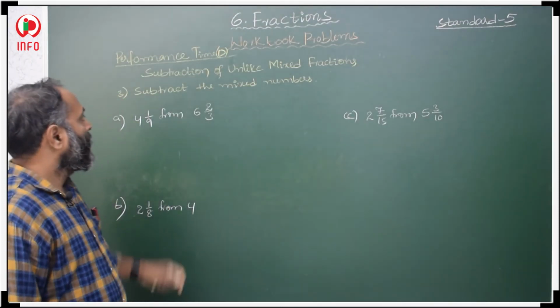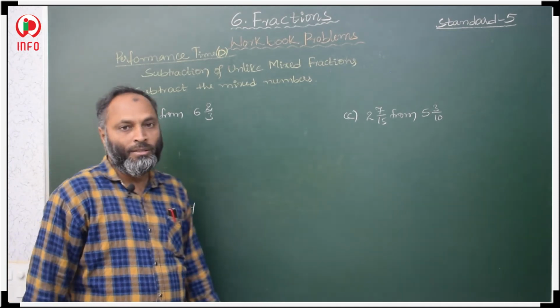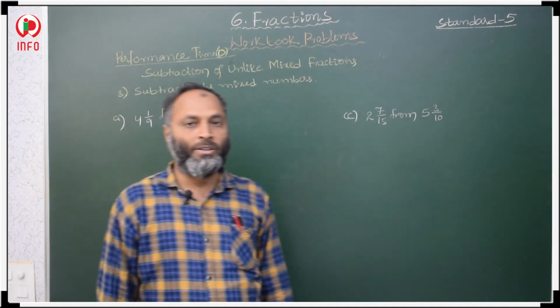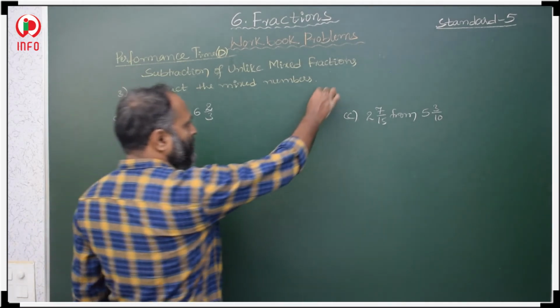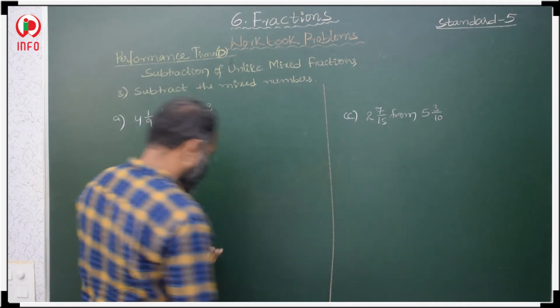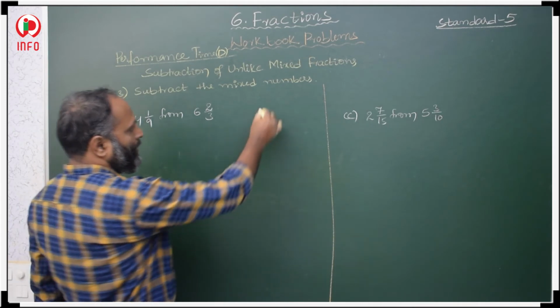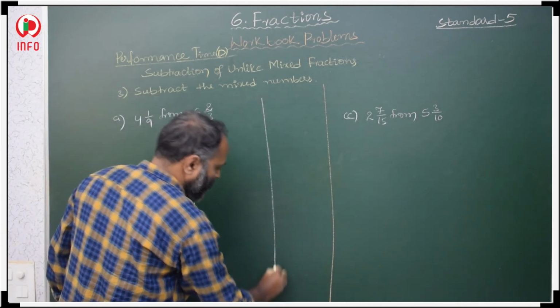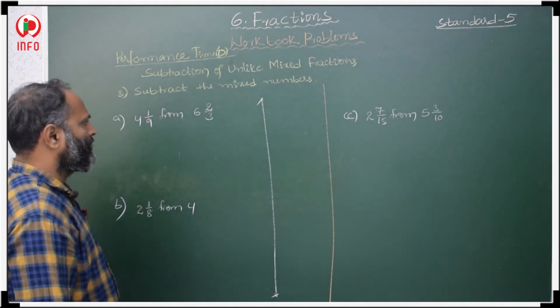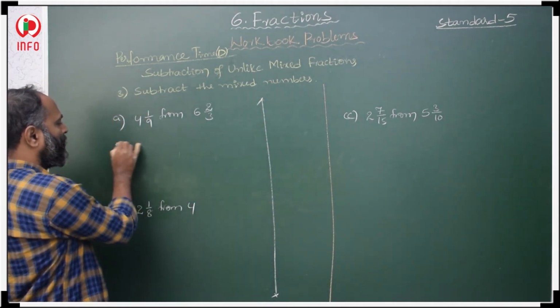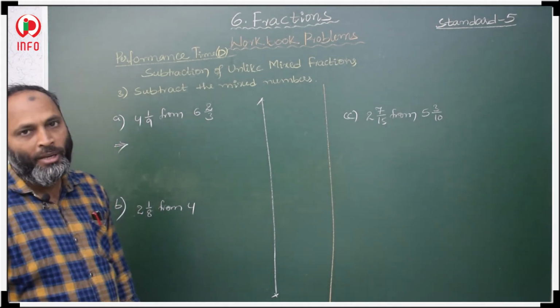Now subtraction of unlike mixed fractions, mixed fractions as well as unlike fractions. Unlike mixed fraction subtractions we are going to do. Before starting, we have to make a rough column. So this is a rough column. In this rough column, we have to find the LCM of the denominators.